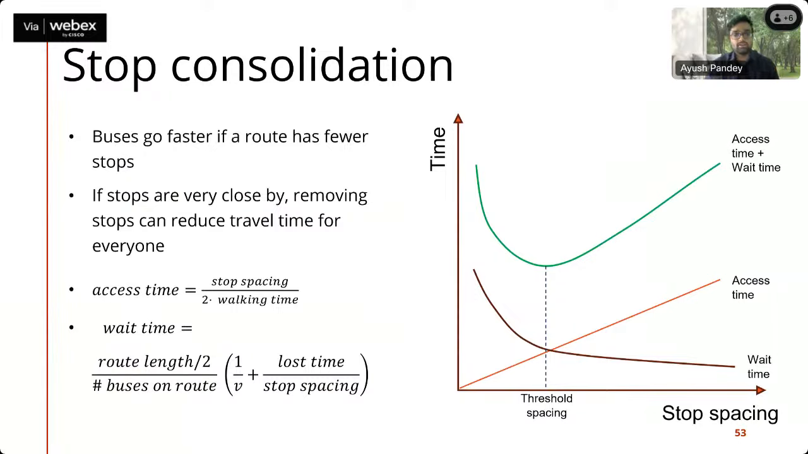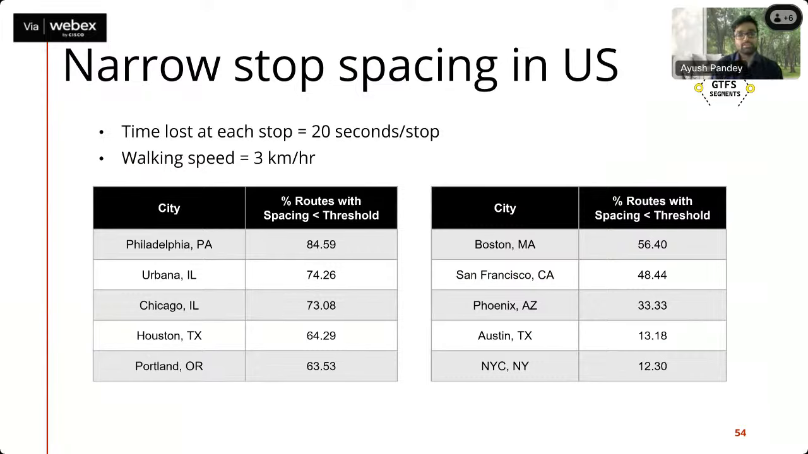And so we took the data that Praneeth has from GTFS segments, and we calculated these thresholds for certain routes. We assume that every time a bus stops at a stop, it loses 20 seconds, and people walk with an average speed of about 3 kilometers an hour. And then for these 10 cities, we looked at every route and calculated the threshold for that route. In cities like Philadelphia, which have very low spacings, around 220 meters on average, about 85% of the routes have shorter spacing than the threshold. And cities like New York City, which have been making changes to their transit system, are on the other end, and only 12% of routes have a spacing smaller than the threshold.